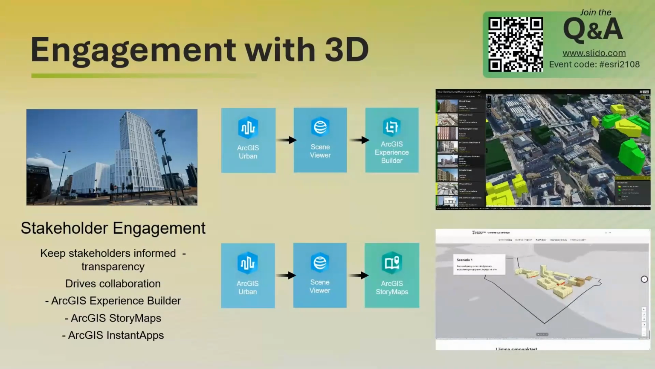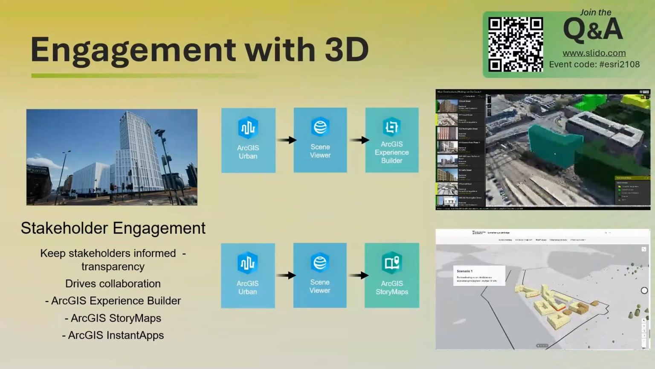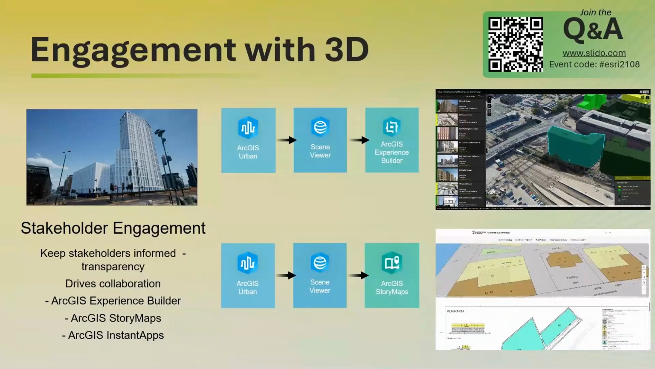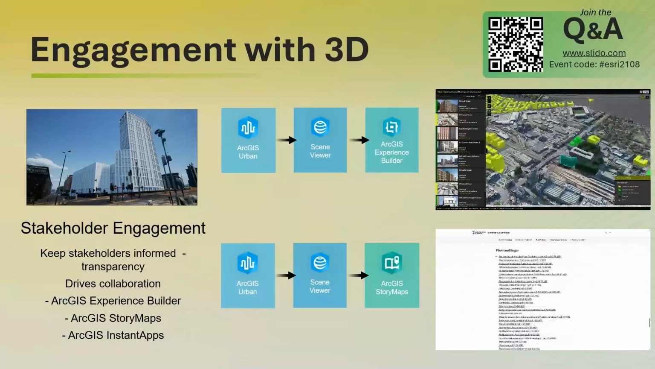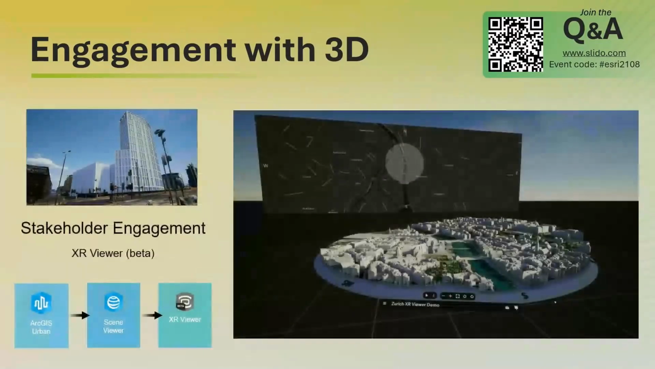The example in the bottom right, again, the massing created in Urban, exported to Scene Viewer. This has been pulled into story maps and again, publicly shared. And this story map communicates the different designs for a large development site. But that's not all on the stakeholder engagement side of things.